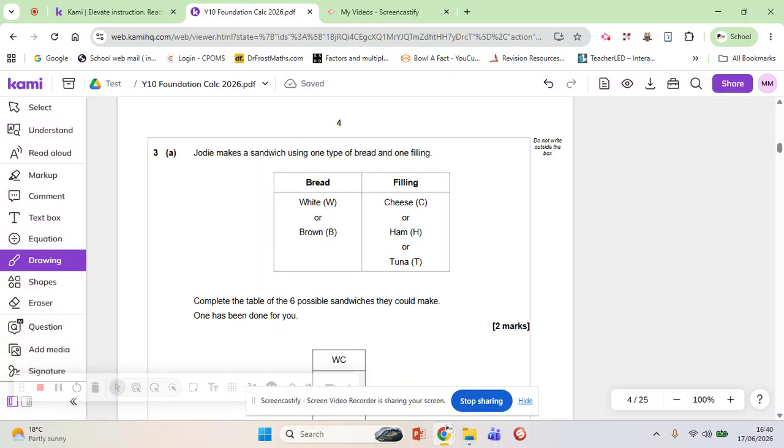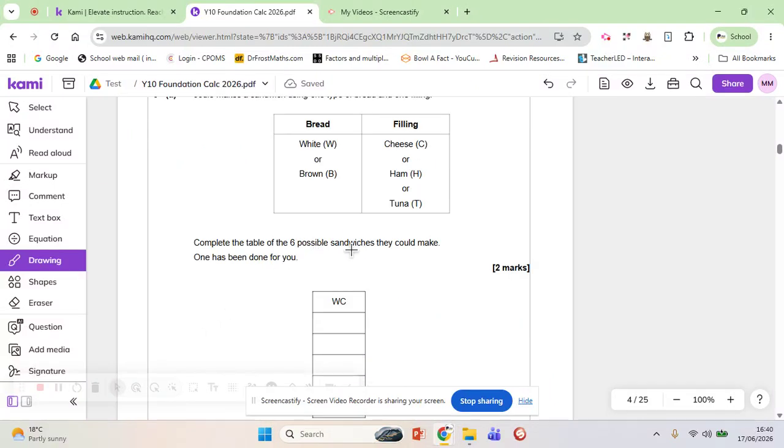Okay, question 3. Jodie makes a sandwich using one type of bread and one filling. Complete the 6 possible sandwiches, so I'm expecting to get 6 different ones, and you can see that they've started off with white in the first bit, and then they've gone cheese. So what I'm going to do is work my way down like that. So white and cheese is already there. We've got white and ham.